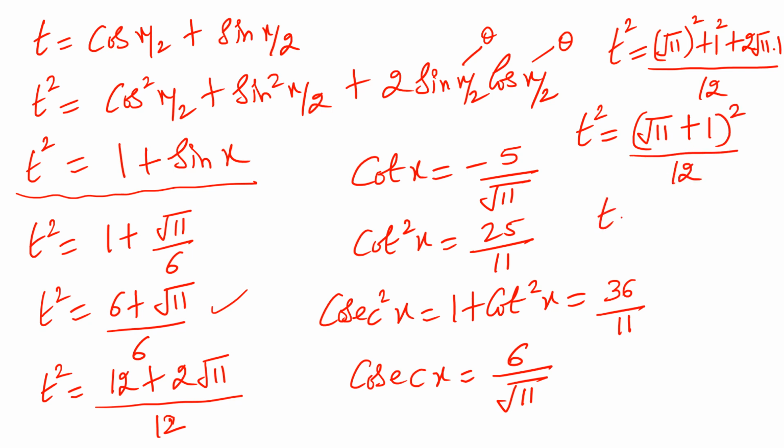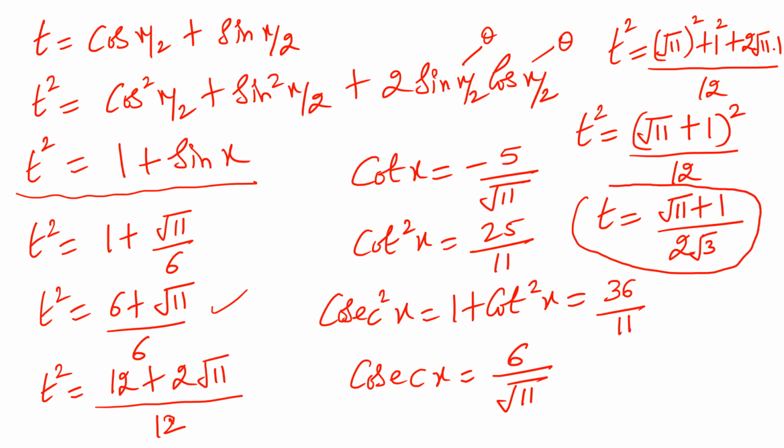Now you can easily find the value of t by taking the square root on both the sides. So t becomes equal to square root of 11 plus 1 divided upon square root of 12, which is nothing but 2 root 3. Now it's clear that t is positive. That's why I am taking the positive value of t. Otherwise, it could be negative also. But since we have already proved that t is positive, so that's why the value of t is square root of 11 plus 1 upon 2 root 3.